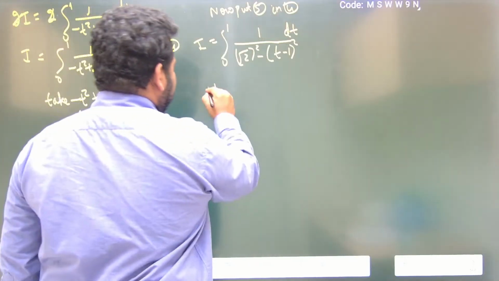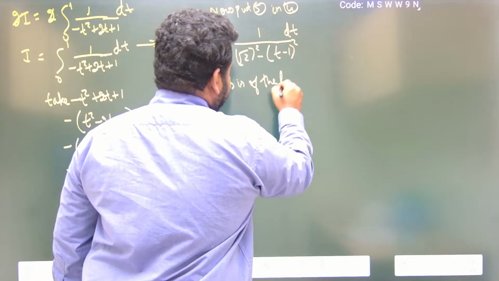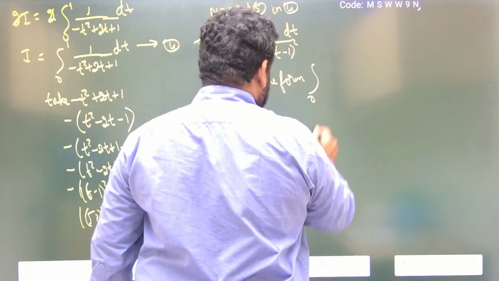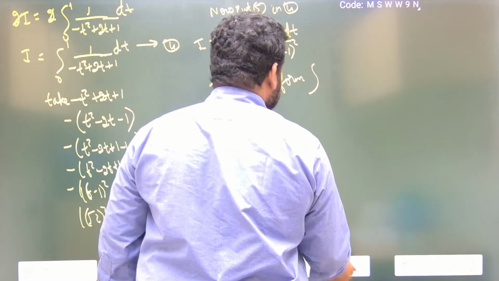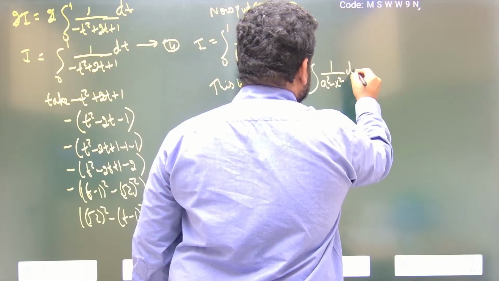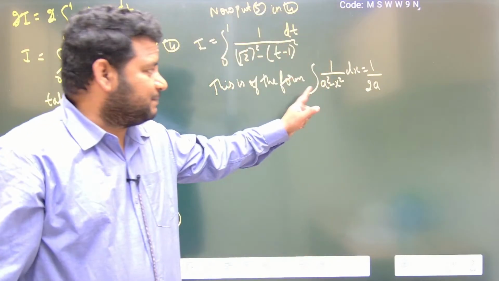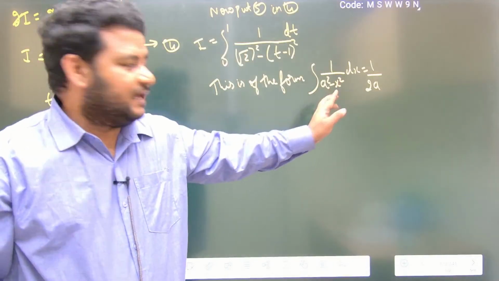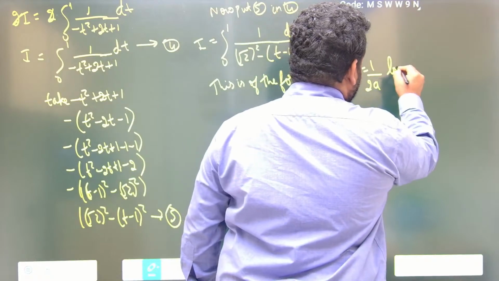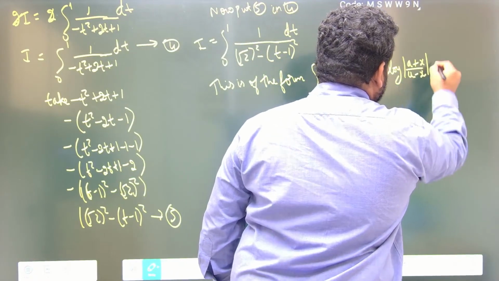Now this is of which form? See here, the integral of 1 by (a square minus x square) dx is equal to 1 by 2a log of (a plus x) divided by (a minus x), plus c.